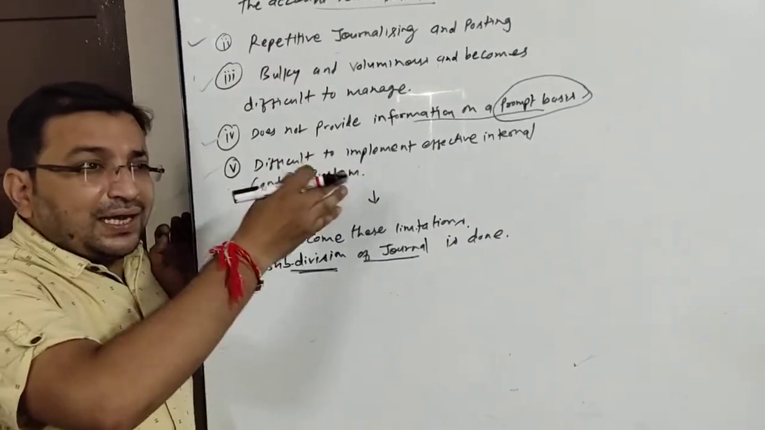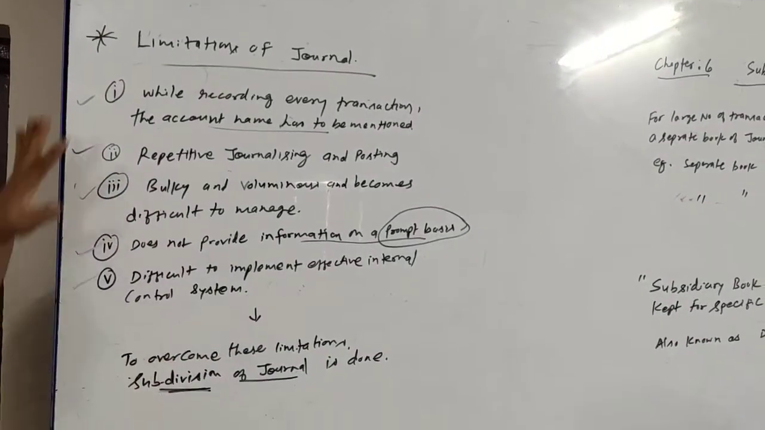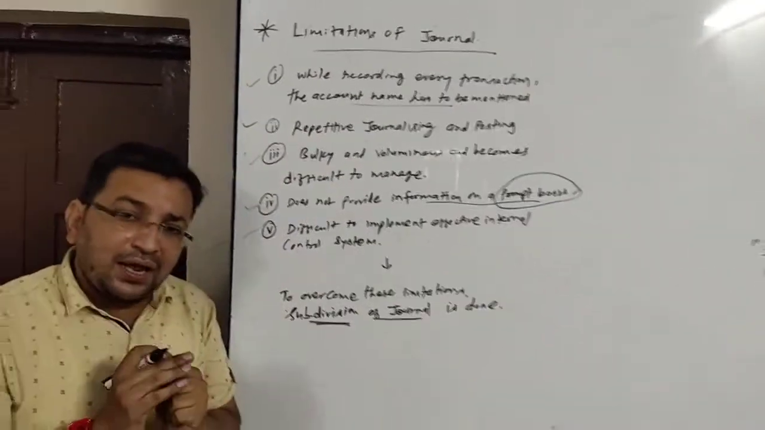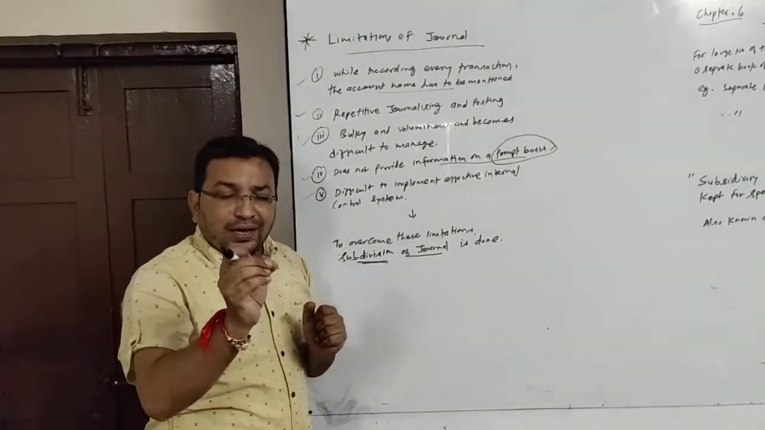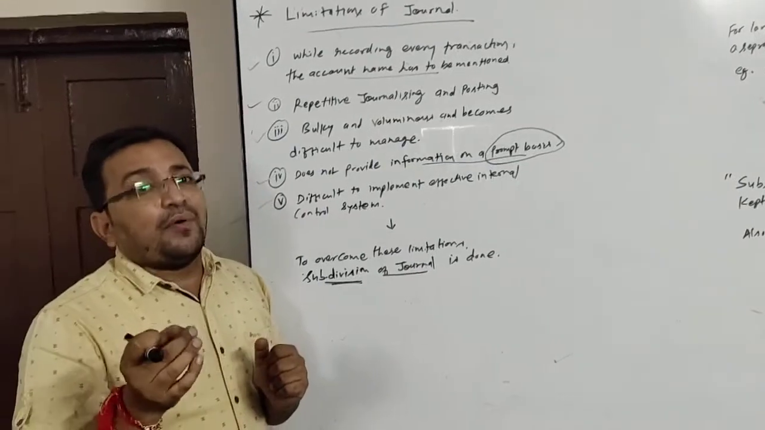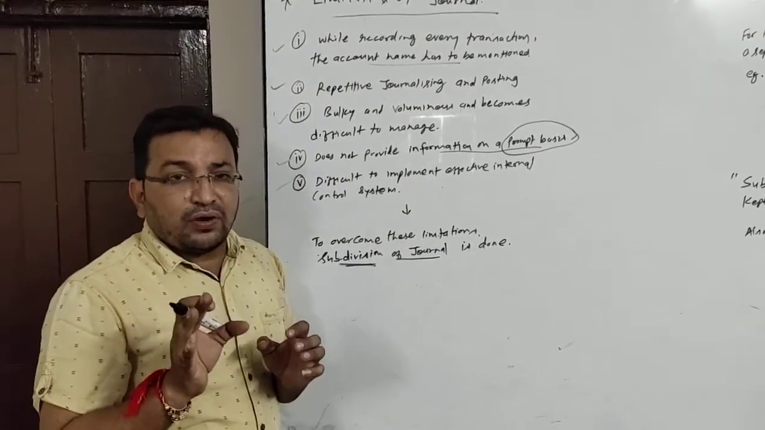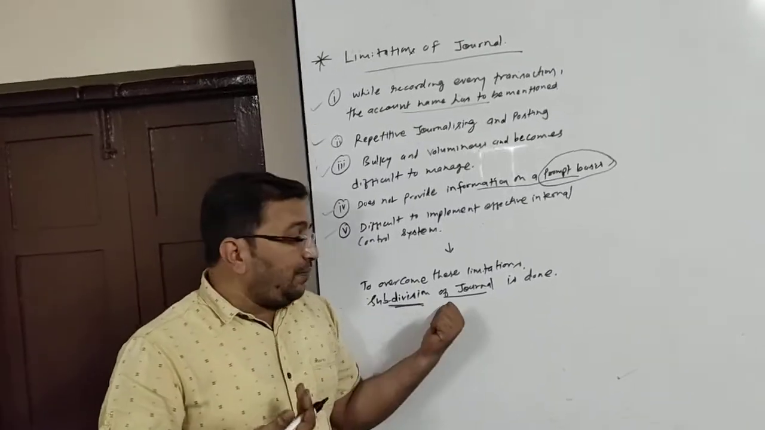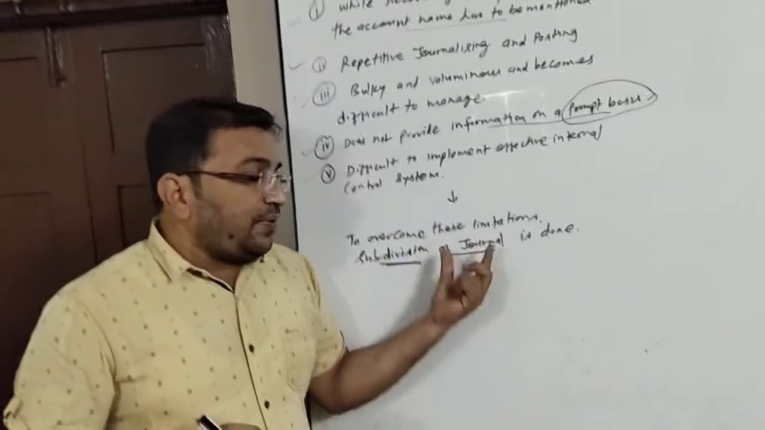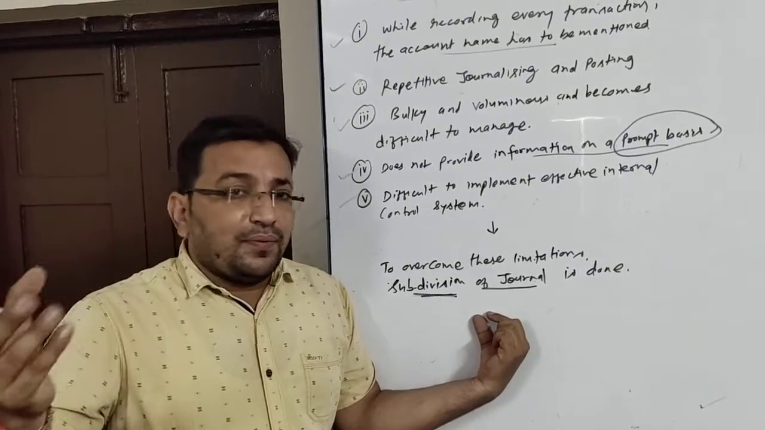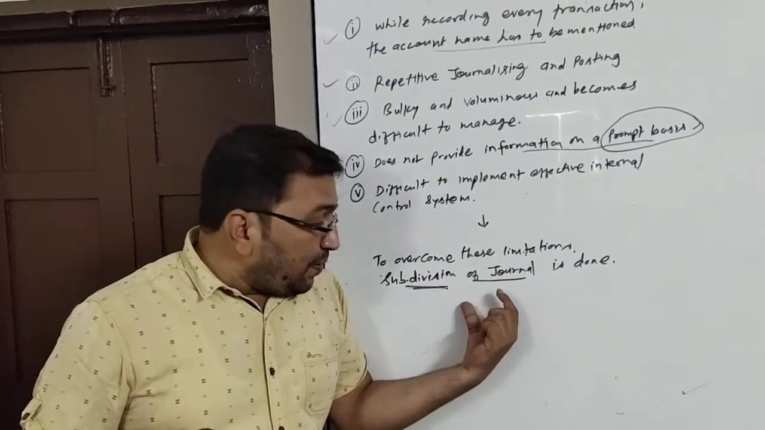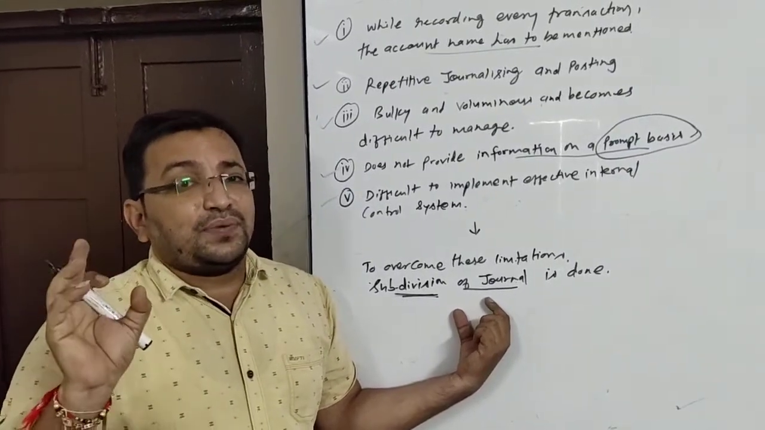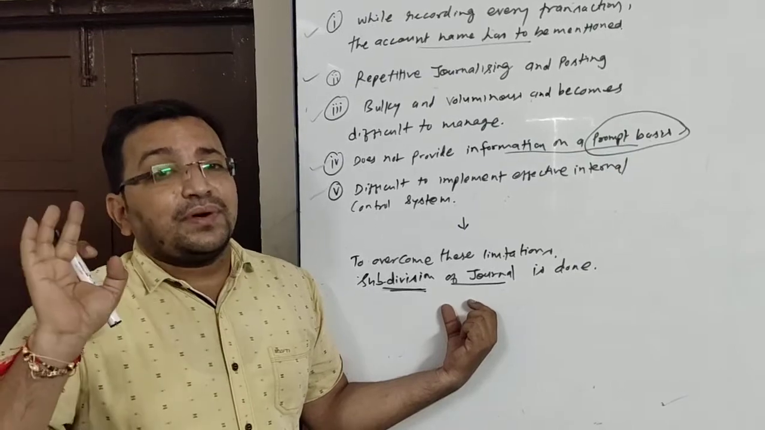Now, if you are maintaining journal only, then also you can avoid these limitations, because you are making use of computers and computers work smartly. Within a quick click, you can get information about what you are looking for. But earlier, when computers were not popular, and today also, this subdivision of journal is popular. So subdivision of journal is known as subsidiary book, which is our chapter number 6.